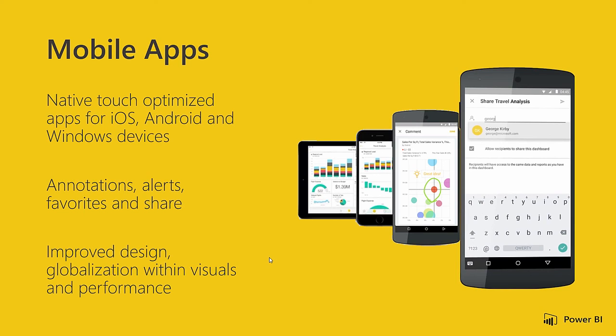It supports annotations, proactive data-driven alerts that you can define your own thresholds so that when the data changes, you're notified on your phone. You can set favorites for one quick scan view of the metrics that mean the most to you. And you can easily share findings with your peers to take action while you're on the go. In this particular release, we've improved the design and the user interface. We've added globalization within the visuals themselves, improved performance, and released the Android apps.